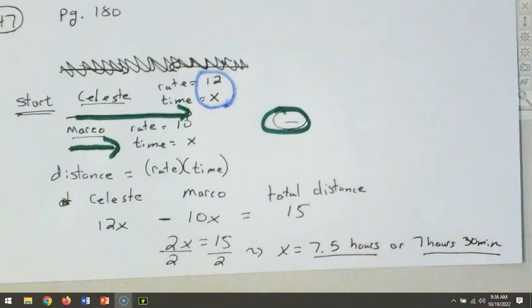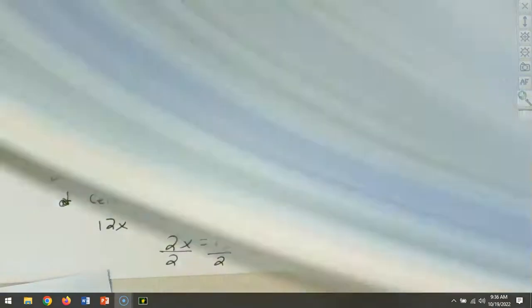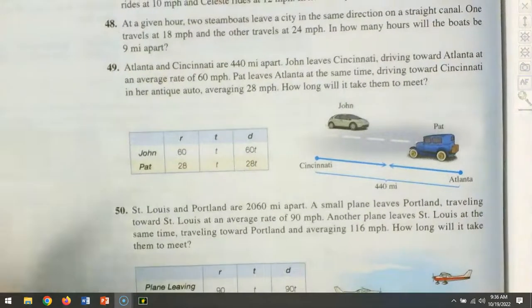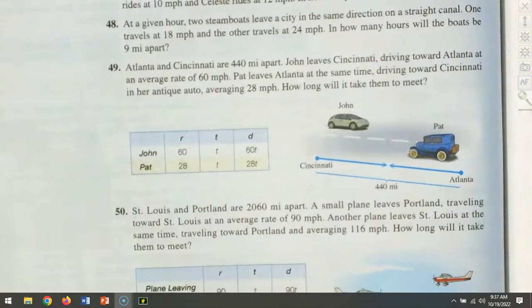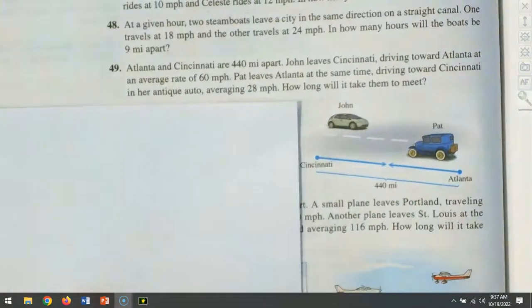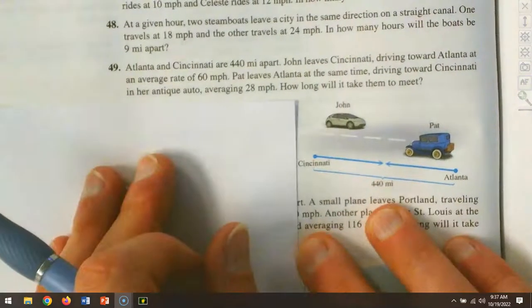So question 49, and they make tables. I don't like tables. I think the pictures are just easier to understand. So we're not even going to go look at the table because pictures are easier. So we're just going to use the picture they've got here.